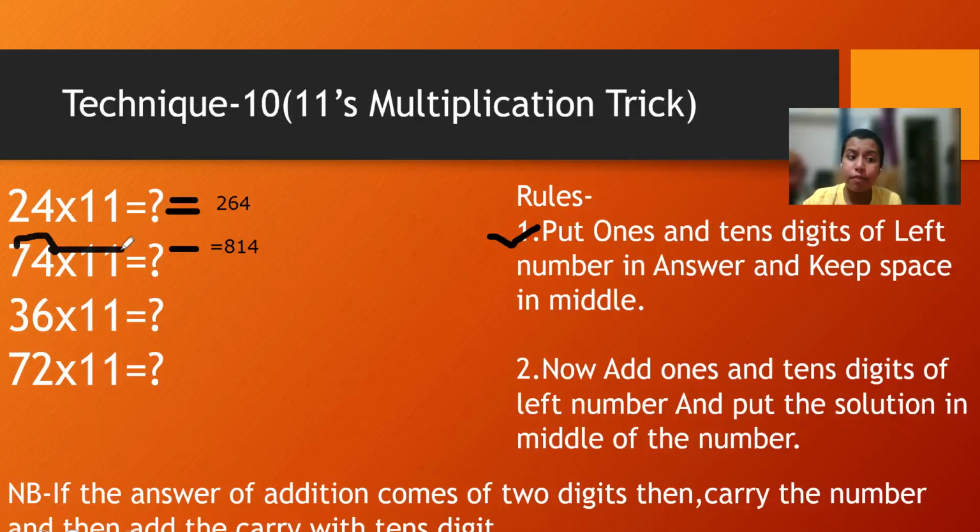Then you found 11. 11 is the main reason for being tricky, because if there's 11, sometimes problems can occur. If you find there are 2 digits, then you put only 1 digit. Suppose I got 7 plus 4 equals 11. I put only 1 and then I keep carry 1 in my mind. And then there is the tens digit. You should add the carry 1 with 7. So you found 8. So this is our answer. We found it.